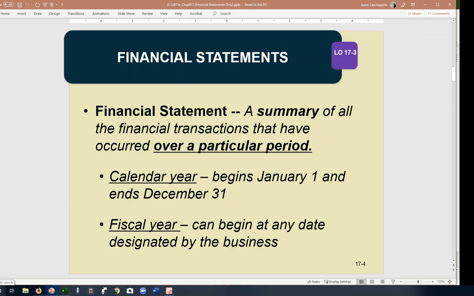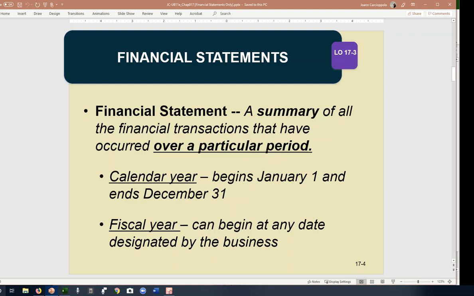A financial statement is a summary of all the financial transactions that have occurred over a particular period. An accounting year is either a calendar or a fiscal year. A calendar year begins January 1st and ends December 31st. A fiscal year can begin at any date designated by the business. As an example, the Grossmont-Cuyamaca Community College District's fiscal year begins July 1st and ends June 30th of the following year.